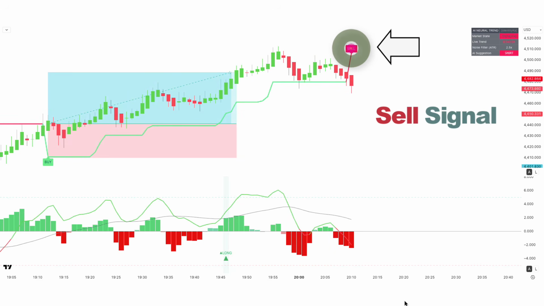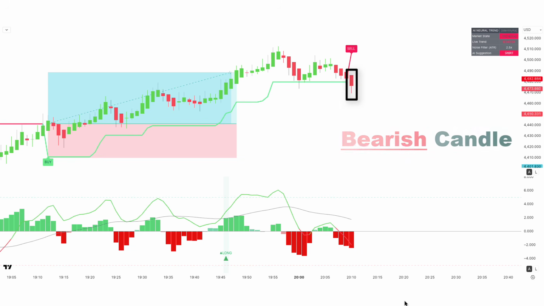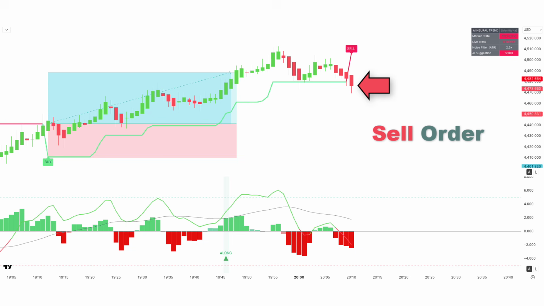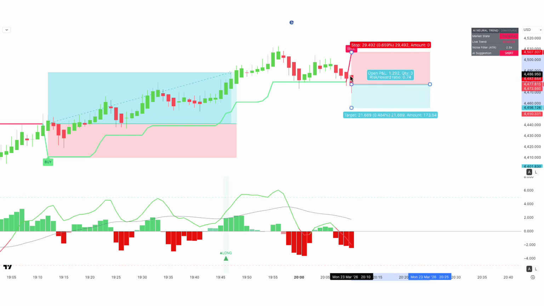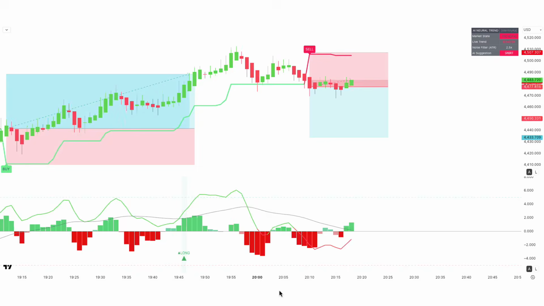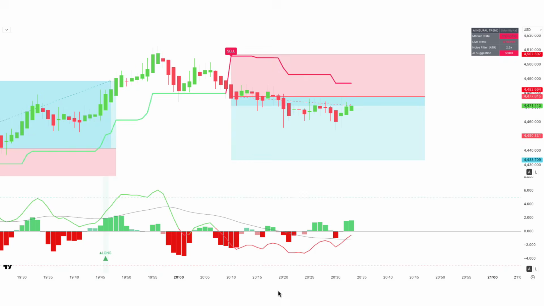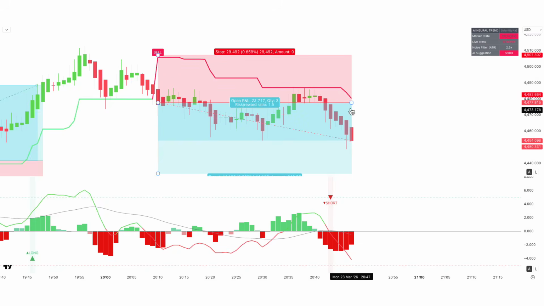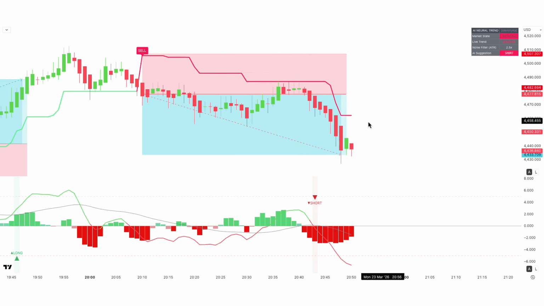Here, the AI Neural Trend Predictor arrow of this indicator is a sell signal. Here, the Insignia AI Oscillator shows red columns. Here, the market has made a bearish candle to give confirmation. So all our conditions are being fulfilled, so we are placing an order to sell. Our stop loss is to be placed at the red line, and the risk-to-reward ratio will be 1:1.5. Let's see what happens to our trade. Our trade is running in profit. We have won the trade. Let's find the next trade.